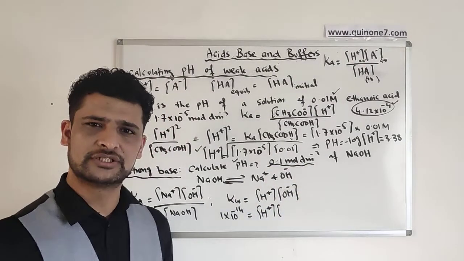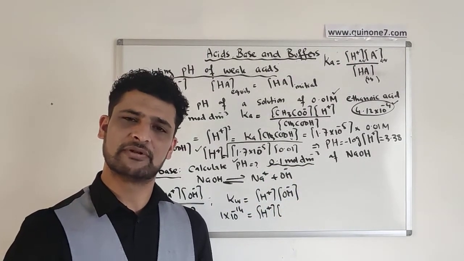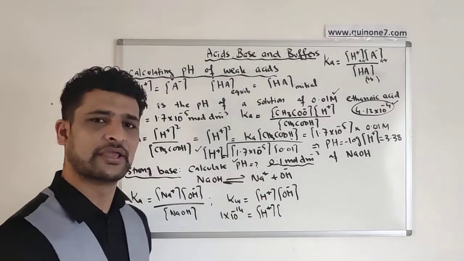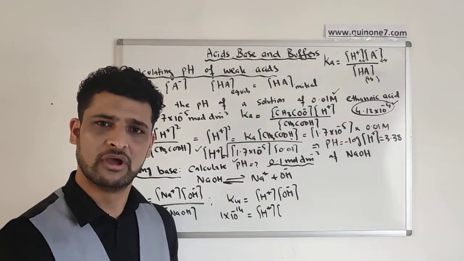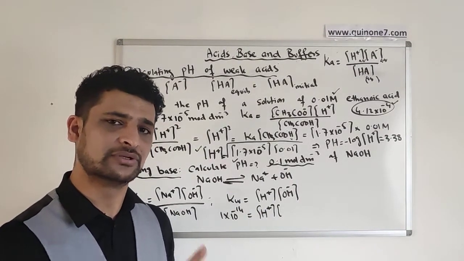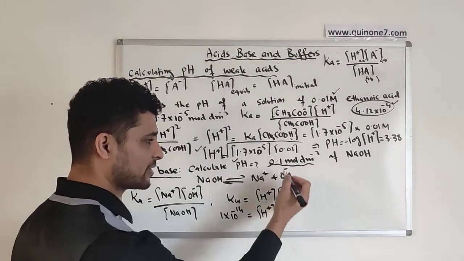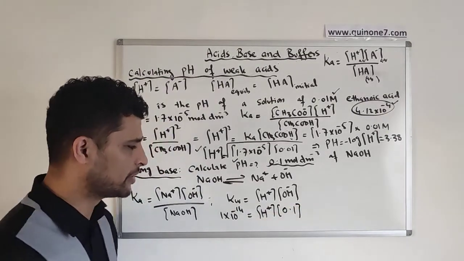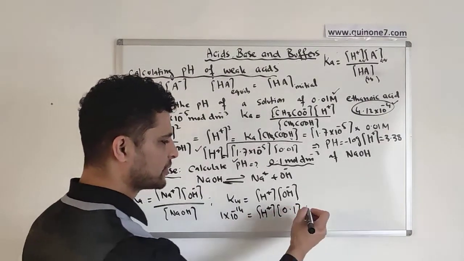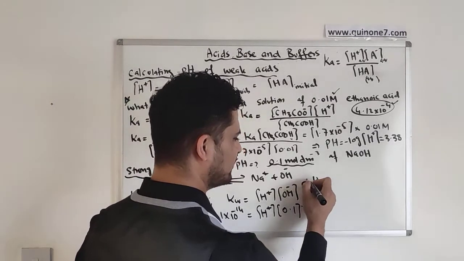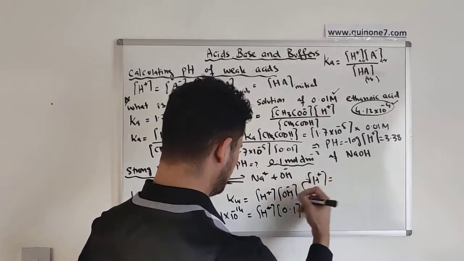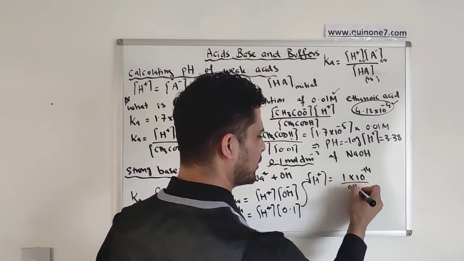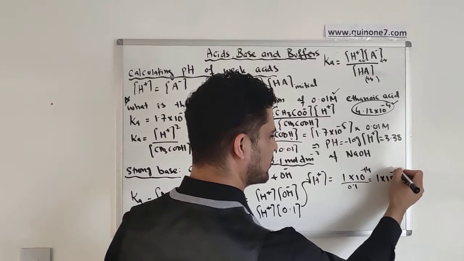Because it's a strong base, whatever the concentration of the base, it will produce the same amount, the same moles, of the OH ion in the solution. So the concentration of the OH ion is exactly equal to the concentration of your base at the start. So you put 0.1 mole per dm cubed there. Now when you rearrange the equation, the H positive ion concentration will be equal to 1 times 10 to the power minus 14 divided by 0.1, so it will be 1 times 10 to the power minus 13.